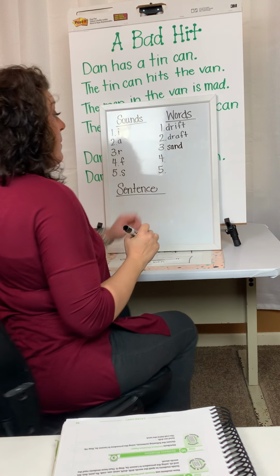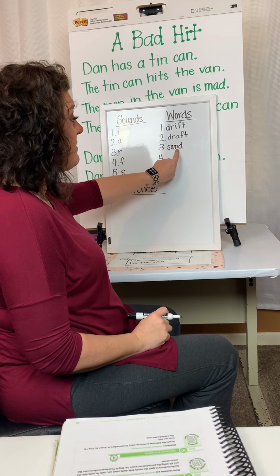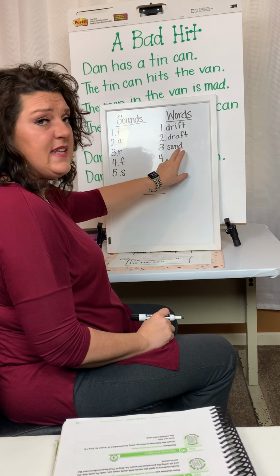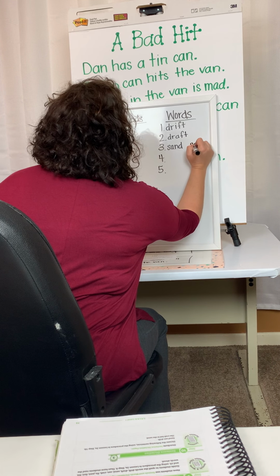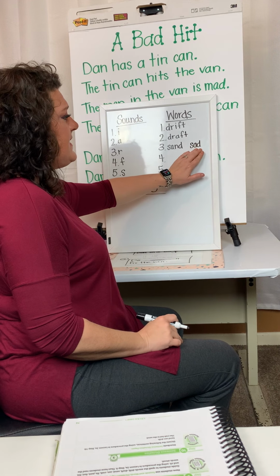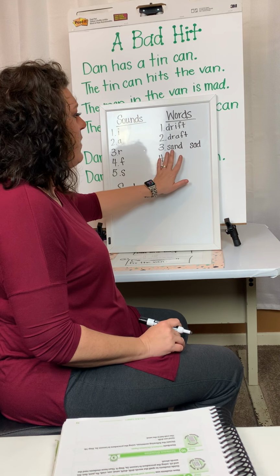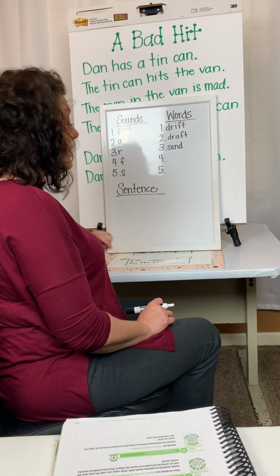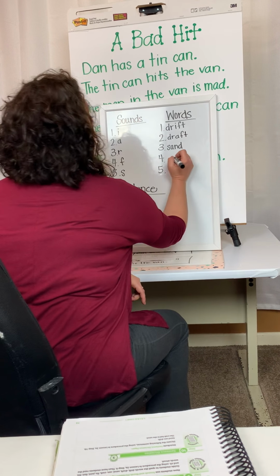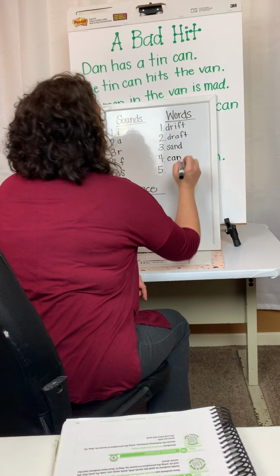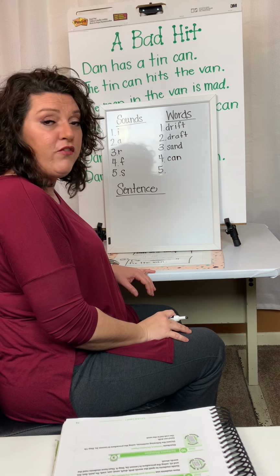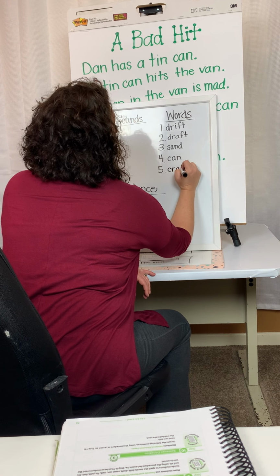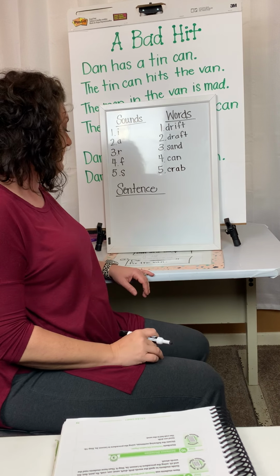Number 3 was sand. S-A-N-D. Make sure you've got that N in there. I know that sometimes we tend to leave that N out because it kind of swooshes into that D. But if we leave the N out, we have the word sad. And we don't want sad, we want sand. Okay. Number 4 was can. K-A-N. And number 5 was crab. K-R-A-B. Make sure your B's go in the correct direction. Okay?